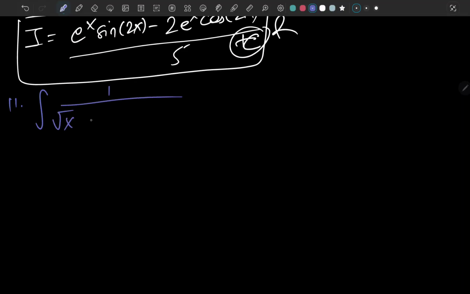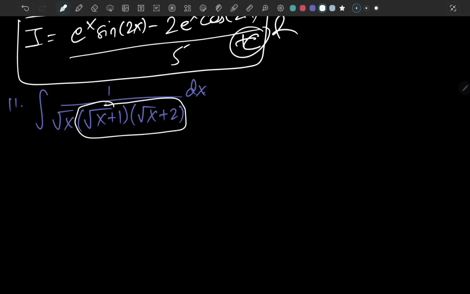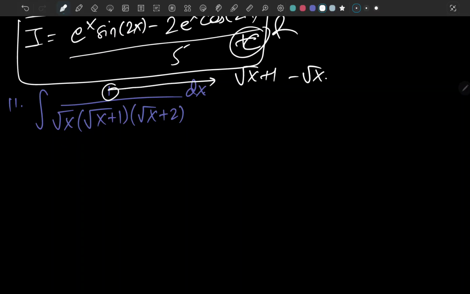1 over square root of x times the square root of x plus 1 times the square root of x plus 2 dx. Right. Well, first step, if I had only these two terms, I would have just used this thing, like I'm just going to replace this one with square root of x plus 1 minus square root of x. That is a very simple life.